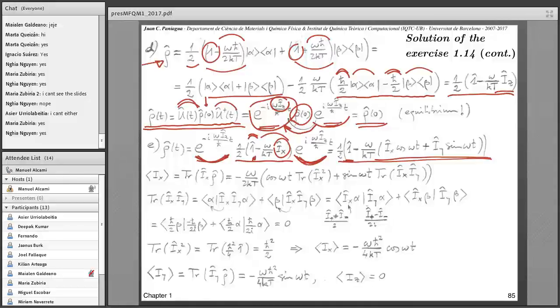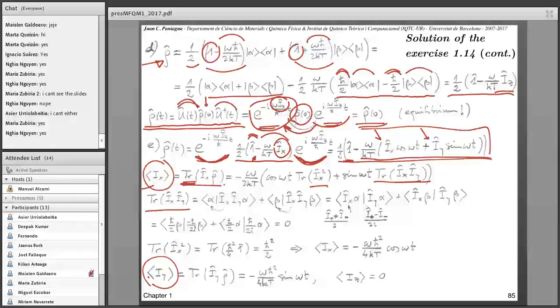What does this represent physically? We are going to calculate again the components of the angular momentum. The X component. Trace, as usual. And then we use this expression, and we multiply here and here by Ix, and take the trace. Let's consider first this term. The trace of this product is the sum of the diagonal elements in an orthonormal basis set. We take the usual alpha, beta basis set. And since Ix is self-adjoint, we can put it on the right-hand side, and we obtain this.